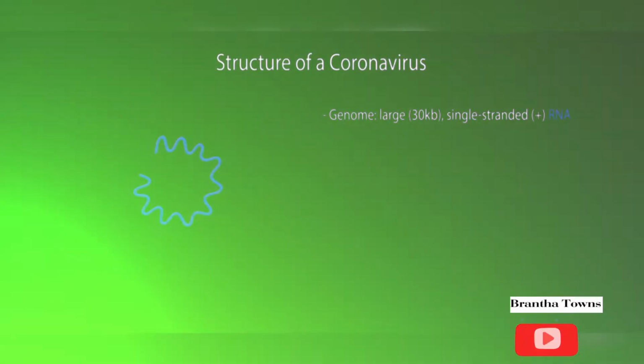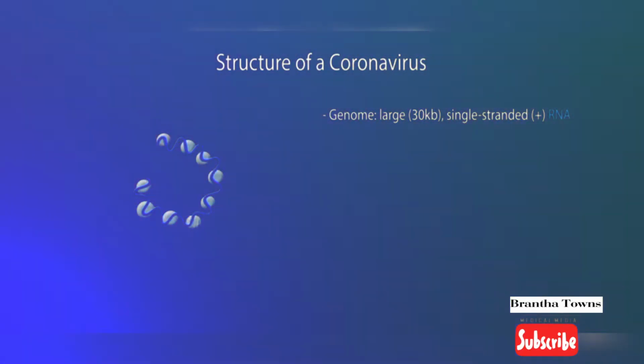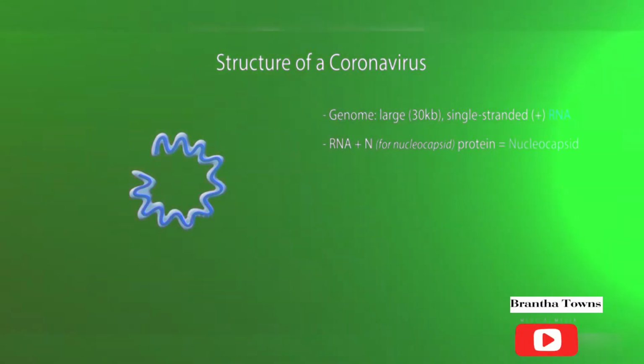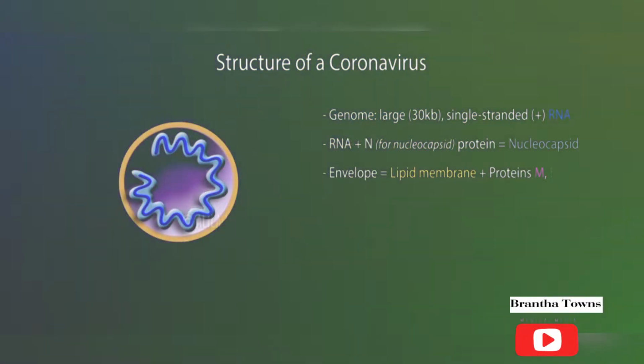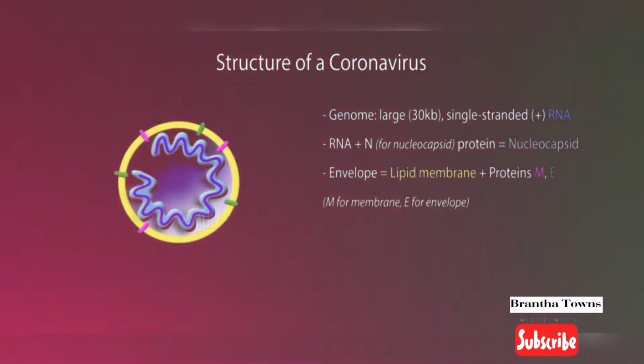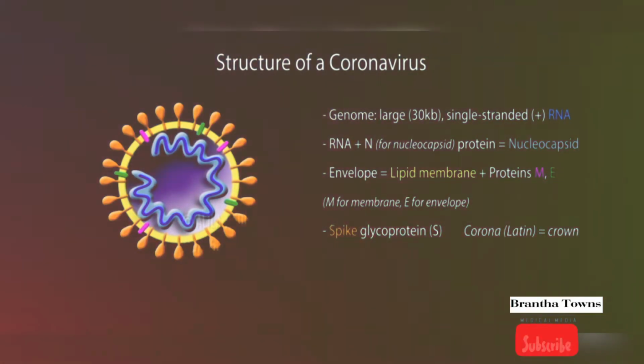Coronavirus genome is a large, single-stranded, positive-sense RNA molecule that contains all information necessary for the making of viral components. The RNA is coated with structural proteins, forming a complex known as nucleocapsid. The nucleocapsid is enclosed in an envelope, which is basically a lipid membrane with embedded proteins. From the envelope, club-like spikes emanate, giving the appearance of a crown. This is where the corona name came from.